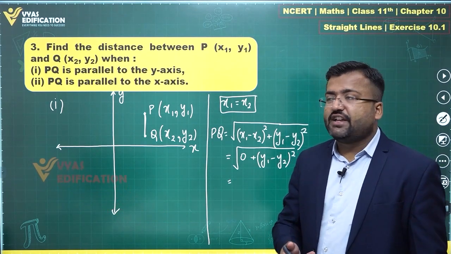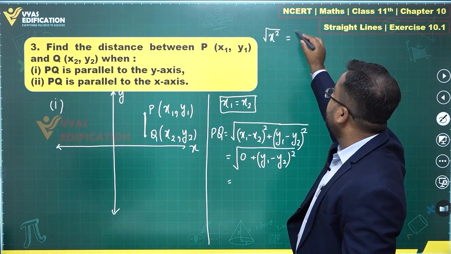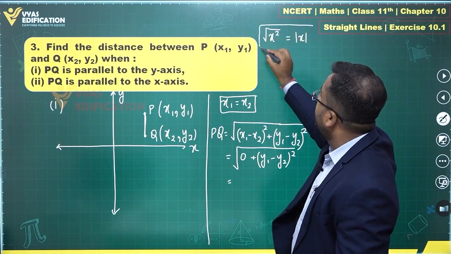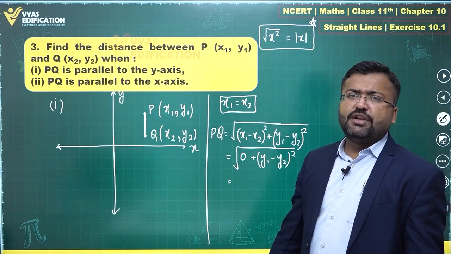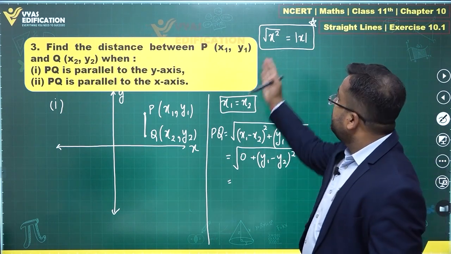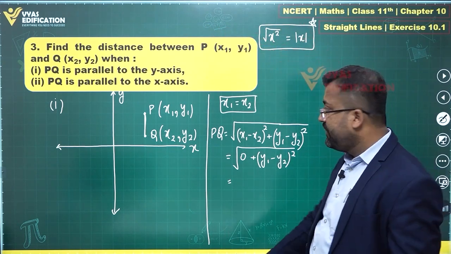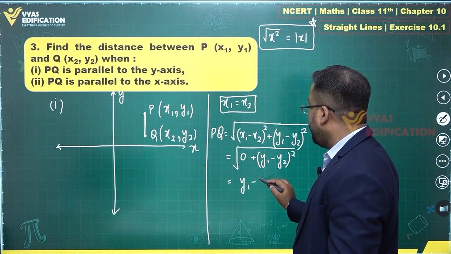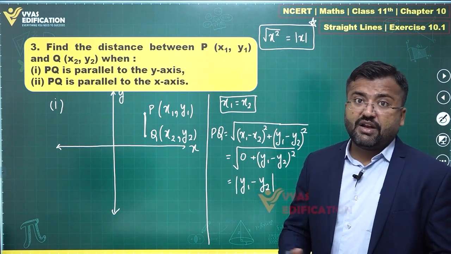What is that? Under root of x square. And what is square root of x square equal to? Mind you, it is equal to mod x. This is something which you should be aware of, which you should remember. It is not plus minus x, it is mod x, right? This value is always positive. This should be always positive, right? So this becomes the modulus of y1 minus y2. We will not write it as plus minus y1 minus y2.